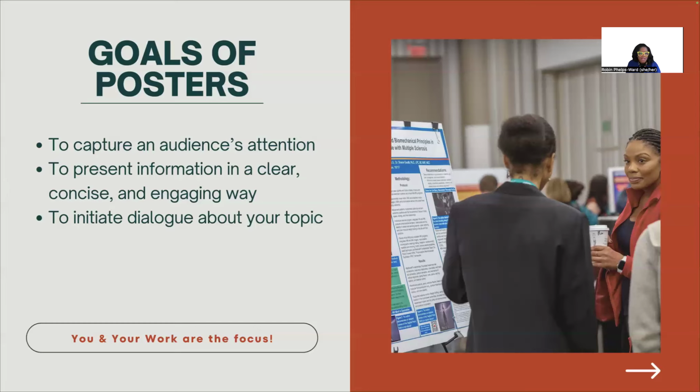And then finally, another goal of posters is to initiate dialogue about our topic. I love facilitating poster presentations because I get to talk to passersby, people who might not even be interested in my research related to mentoring or Black women and their natural hair or other topics. And then they get inspired, they get excited. And so we start to have dialogue about the topic. So all of these are goals of posters, but one thing that I'd like you to take away from this and remember, and I'm in the way of it right now, is that you and your work are the focus. So our posters should not speak for us. They should be a supplement, a complement to what we are saying.